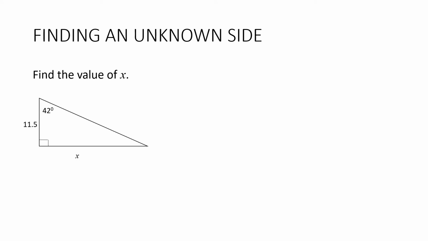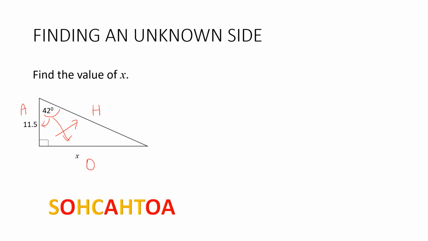Let's try another one. All right, locate the hypotenuse, so it's opposite the right angle, so it's there. Here's my angle. This side here is opposite, and this side here is adjacent. We'll write down SOHCAHTOA. I've highlighted the ones we've got, which is O and A. Can you see that this one is going to be tan?